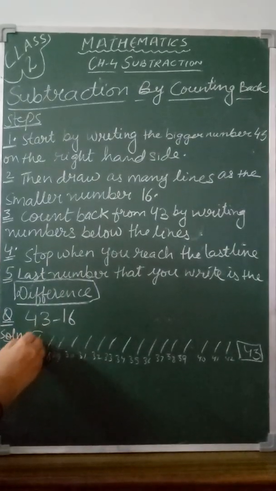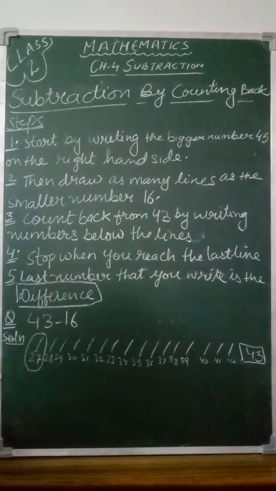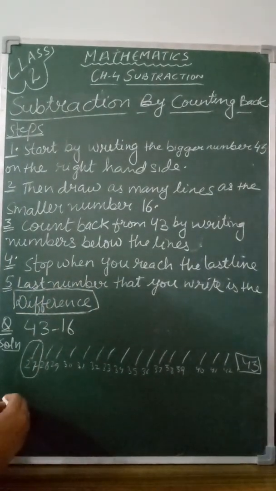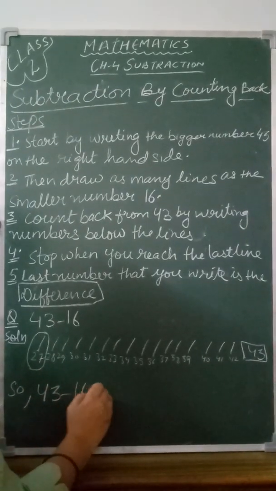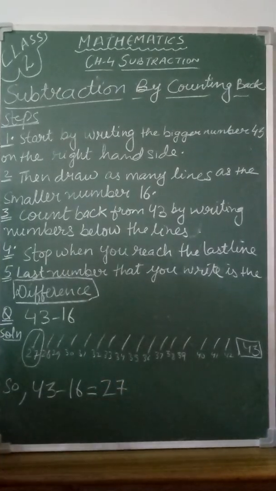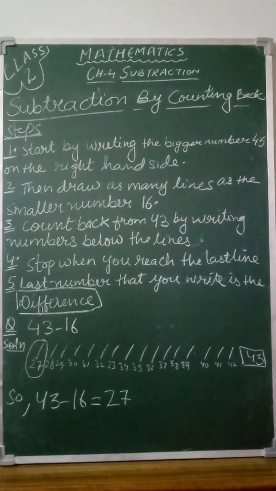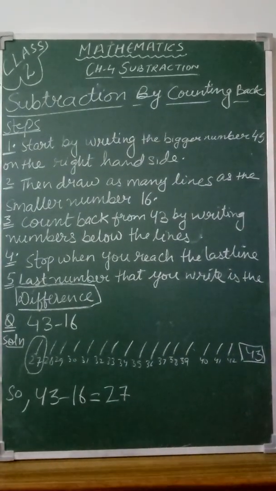So I reached the last line, and this number is 27. So the last number that you write is the difference. So here, what is the difference now? 43 minus 16. The last number, the last line is the answer, 27. So this is the method of subtracting two numbers with the help of counting back. Right, student?